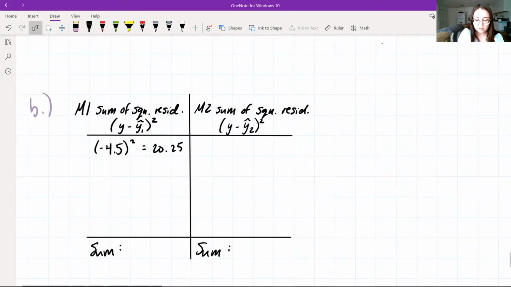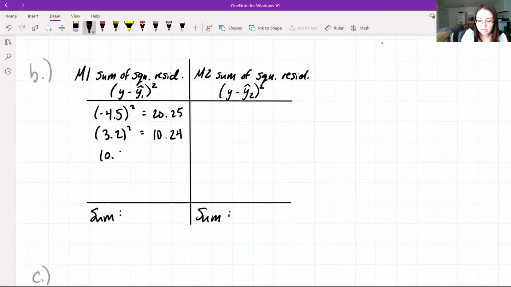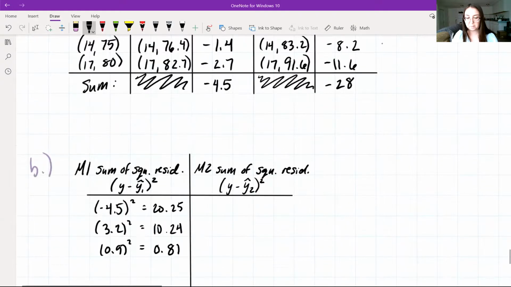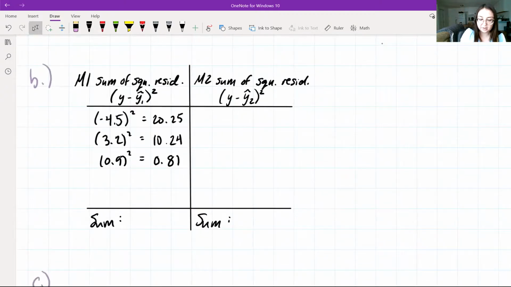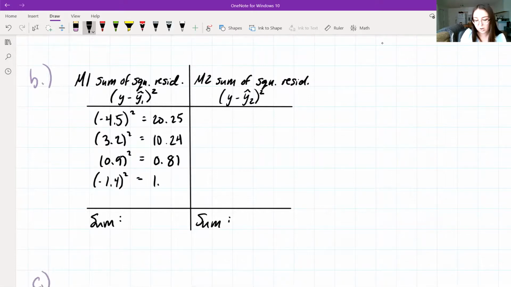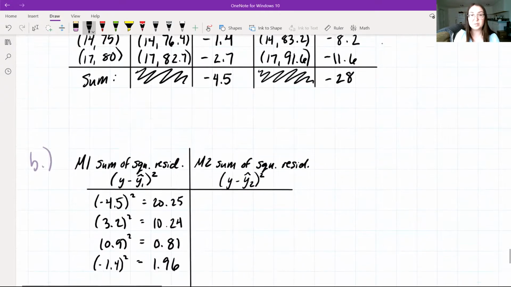Then we're going to take 3.2 squared, and that is going to give us 10.24. Then we'll take positive 0.9 squared, and that is going to give us 0.81. Then we're going to take our negative 1.4 squared. That is going to give us 1.96. Then we're going to take negative 2.7 squared.